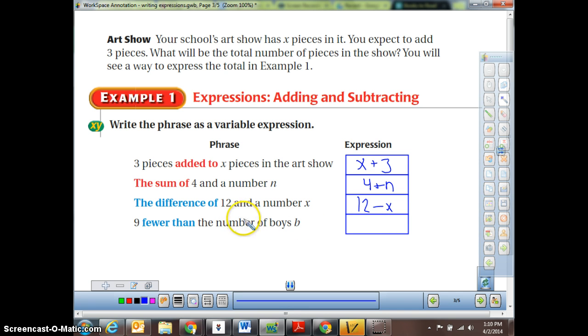And 9 fewer than the number of boys. So that means we need the number of boys minus 9 of them. So notice these ones were a little trickier. Here we had the difference of 12 and a number, so we took 12 minus that number. But then here we had 9 fewer than the number of boys, so we have to make sure that we start out with our boys and then take 9 away.